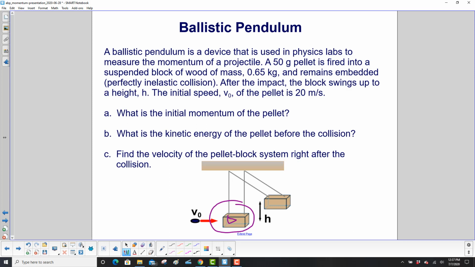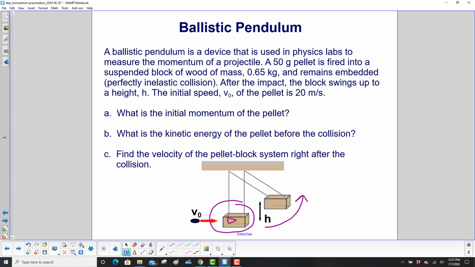After the impact, the block swings up to a height h. The initial speed of the pellet is 20 meters per second. Typically, when you use these things, you're trying to find the initial velocity with this setup, but this time we're given the initial velocity. We'll find a bunch of other stuff.